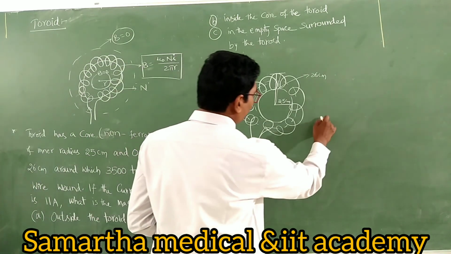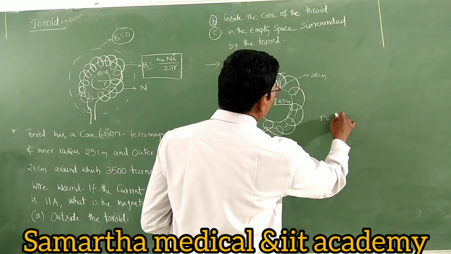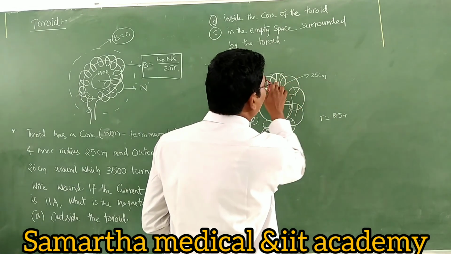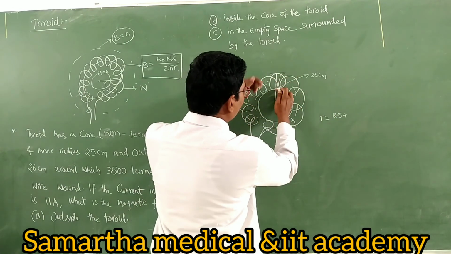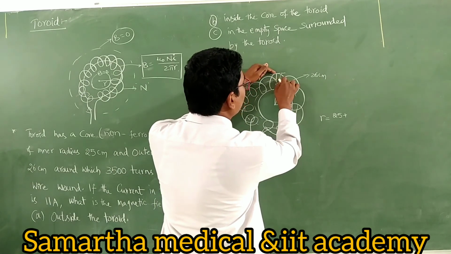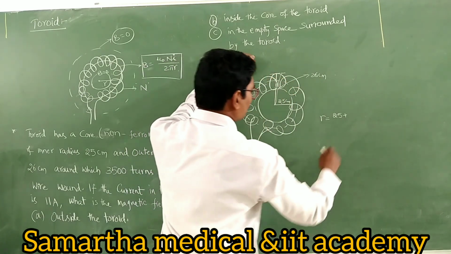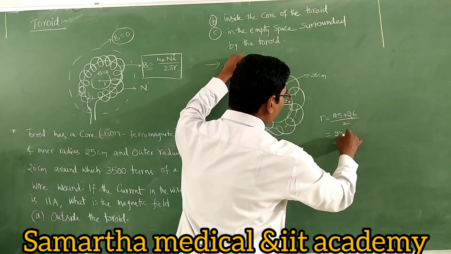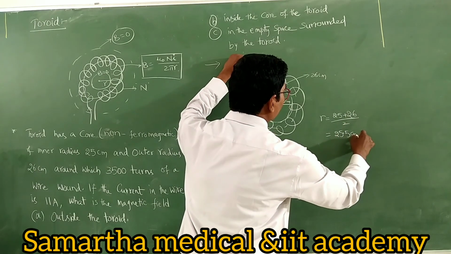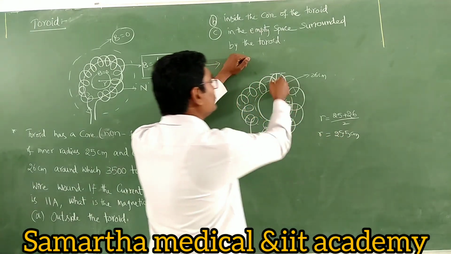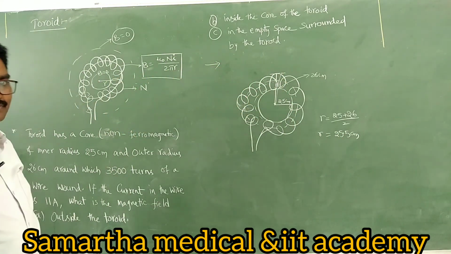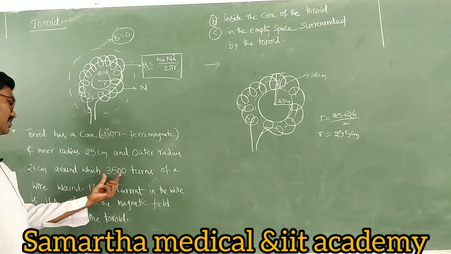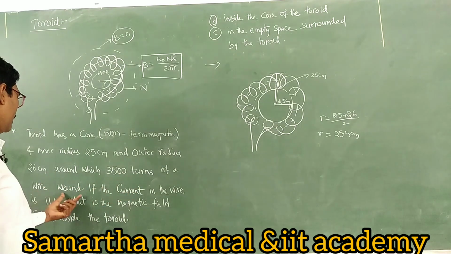Then the radius will be 25 plus 26 by 2, that is 25.5. Between 25 and 26 we need to take; 1 centimeter only is there. Yes. So 25 plus 26 by 2, what is that? 25.5 centimeter is the radius from the center of the toroid. Okay? Right. Around which 3500 turns of a wire are wound.